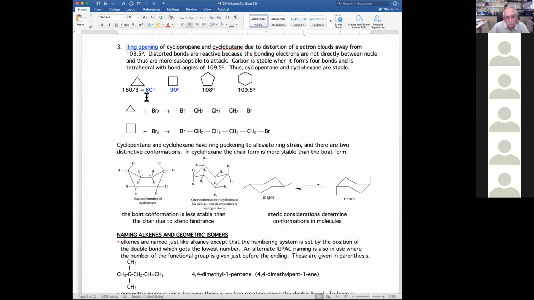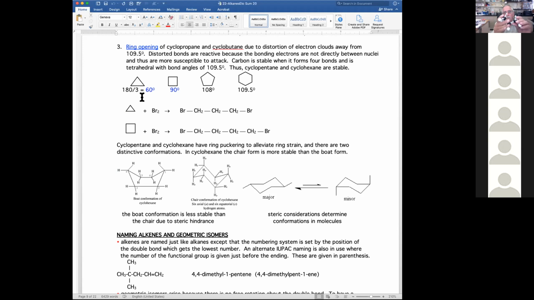And what does carbon really want to be? 109.5 degrees. So each carbon right here is under ring strain, and that can cause it to go open. So I'm going to show you what I mean by that. So here is cyclopentane. I'm going to make cyclopropane. That's 3 carbons in a row. I'm going to have to make it into a cyclic form.